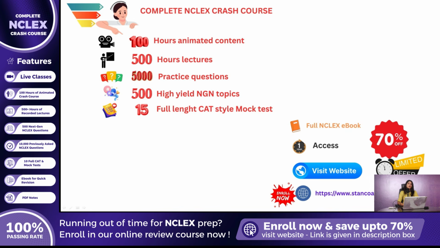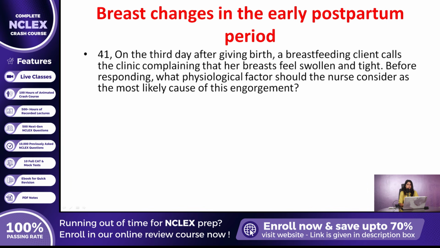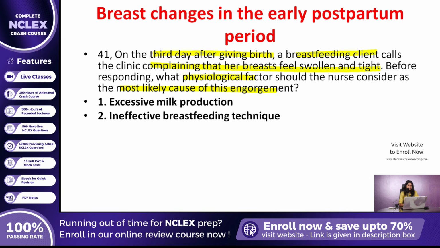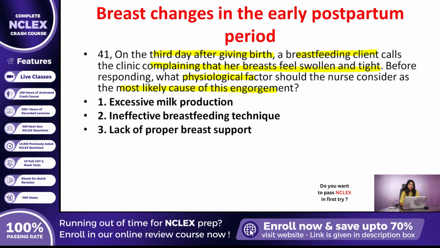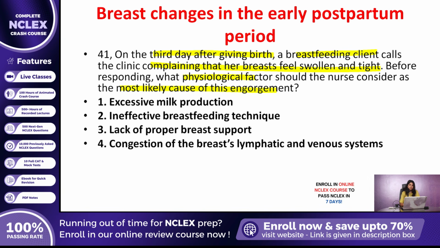Next, let us look at question number 41, which discusses breast changes in the early postpartum period. The scenario goes, on the 3rd day after giving birth, a breastfeeding client calls the clinic complaining that her breasts feel swollen and tight. Before responding, what physiological factor should the nurse consider as the most likely cause of this engorgement? The options are 1. Excessive milk production, 2. Ineffective breastfeeding technique, 3. Lack of proper breast support, 4. Congestion of the breast's lymphatic and venous systems.